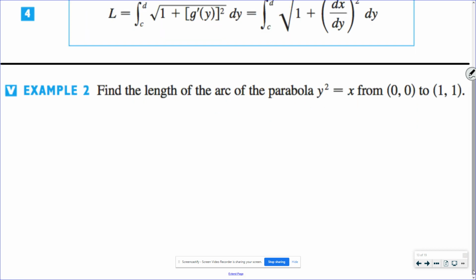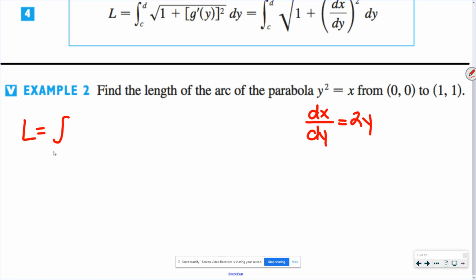Okay, so let's try one. This one would be a perfect candidate because x is alone in the equation instead of y. So I could follow the new formula. I'm going to take dx dy, which just means take the derivative of x with respect to y. So that would be 2y. And then I am going to solve that for dx. Actually, I don't need to do that yet. Okay, let's plug it in.